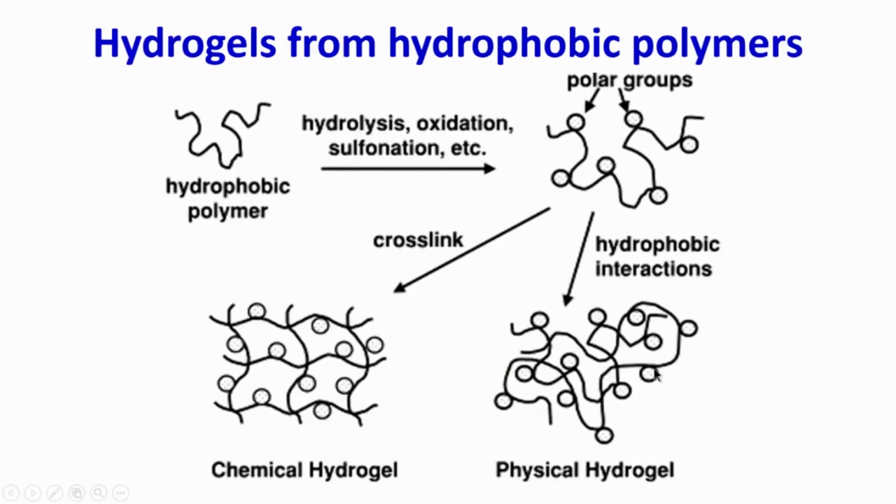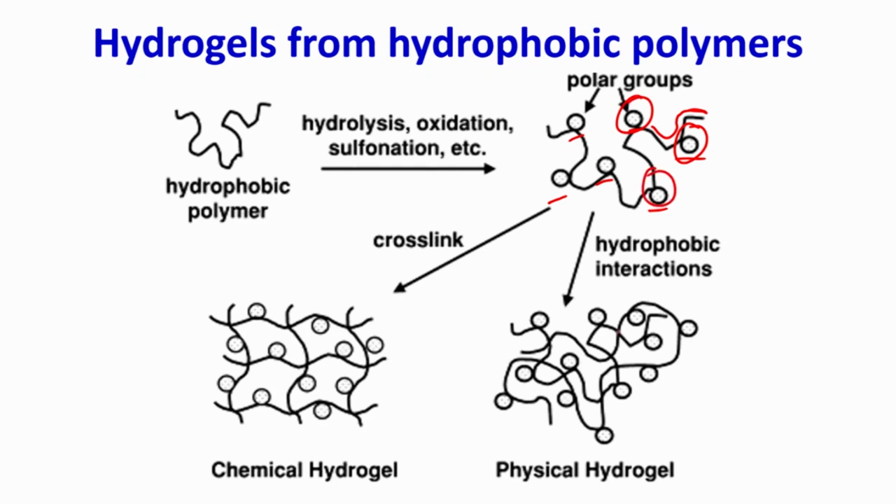So, when we talk about hydrogels from hydrophobic polymers, again as I said, by definition the hydrogels are made from very hydrophilic polymers. So, you have to somehow make them hydrophilic. You can take a hydrophobic polymer and modify its backbone to add lots and lots of polar groups. What will that result in? That will result in some sort of an amphiphilic polymer, because you have all these domains which are fairly hydrophobic, whereas these domains are hydrophilic.